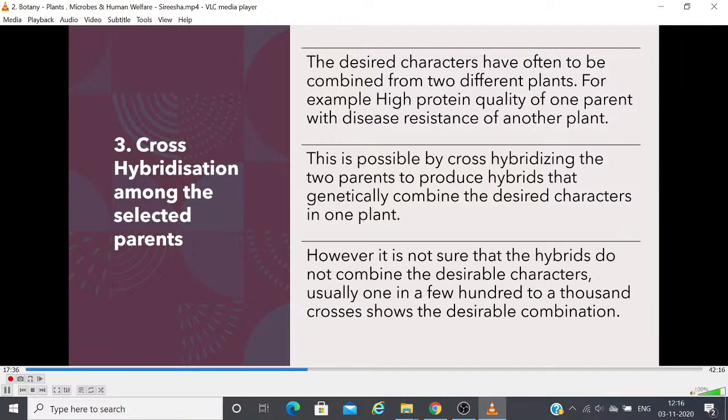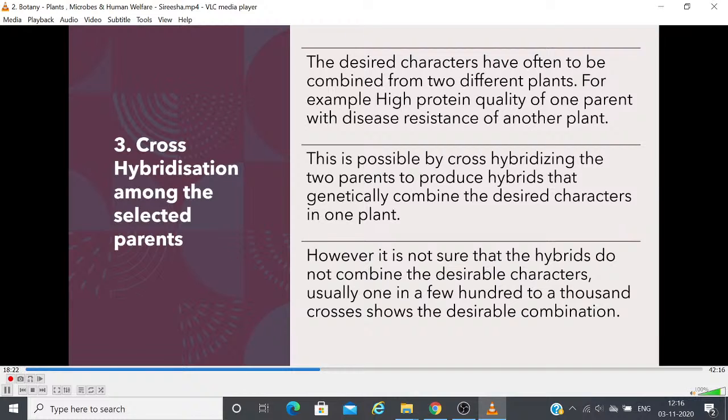So, in one plant we have one quality, that is, the food grain which is produced from that plant is of high protein quality, but it is not resistant to disease. But in the other one, the food grain may not have high protein, but the plant is disease resistant. So if these two plants are selected and crossed, then the next hybrid produced should have high protein quality and also should be disease resistant. Means we should get the hybrid plants with both the desired qualities.